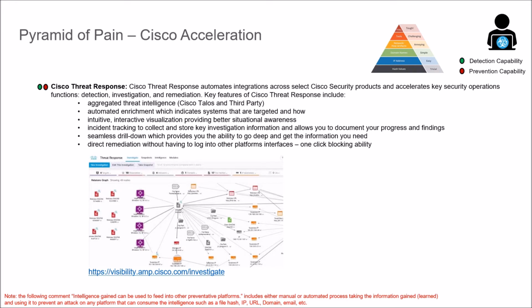but also has built this to ensure that you can actually extend this beyond the Cisco portfolio. So it certainly was built to help integrate the Cisco security stack and accelerate key security operations like detection, investigation, and remediation. But it doesn't just stop with Cisco. We have the ability to add third-party modules as well, and further enrich that data. So the goal here is to aggregate threat intelligence, both Cisco Talos and third party.